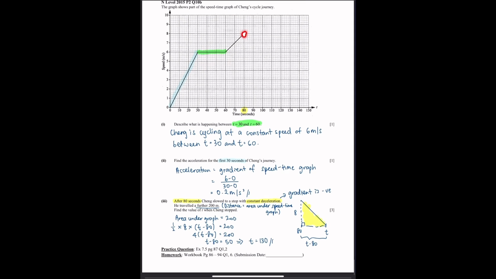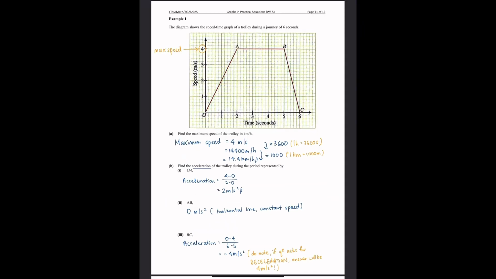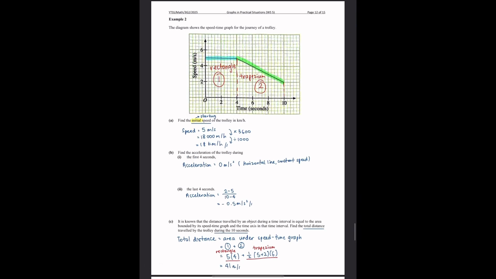I recap again. Starting from the last part of the graph is a downward sloping line because of the word deceleration here. I'm given distance, which is the area under the speed-time graph. I can form an equation here: half times height times my base, which is the area of a triangle, will be equal to 200. You can find the value of t. Do pause here to see the solution for example 1 after you have attempted, and the solution for example 2 as well.